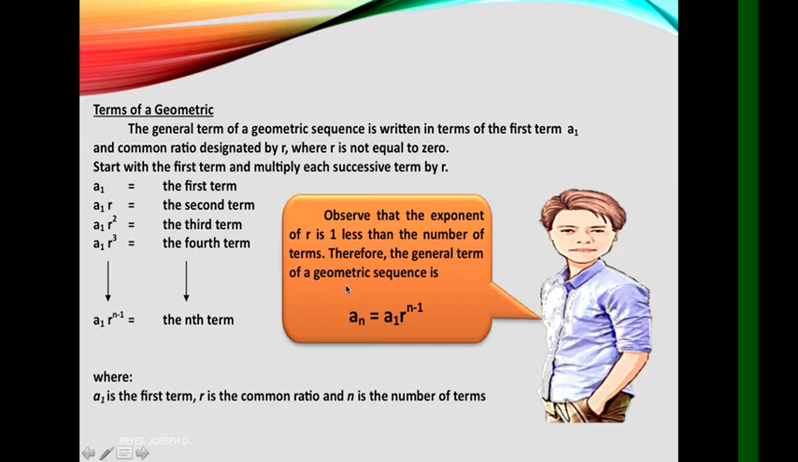Therefore, the general term of the geometric sequence is a sub n equals a sub 1 r raised to n minus 1. So, ito yung general formula ng ating geometric sequence. a sub n equals a sub 1 r raised to n minus 1, where a sub 1 is the first term, r is the common ratio, and n is the number of terms.